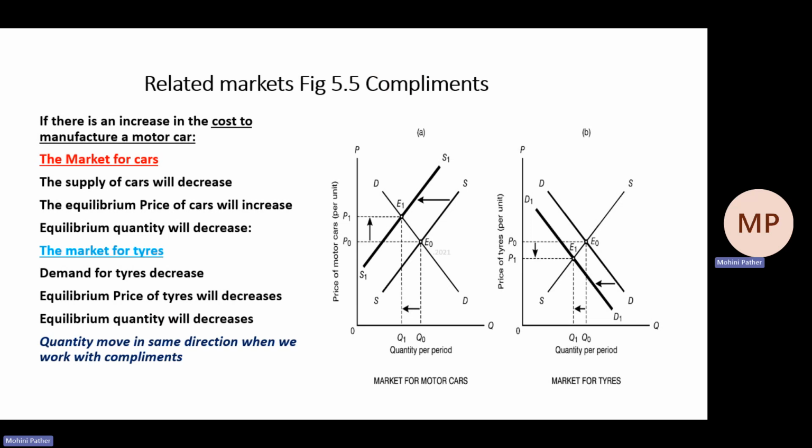The same thing happens when you have complements: they tend to move together. If there's an increase in the cost to manufacture a car, so anything could have happened, like more expensive factors of production, the supply of cars will decrease, the equilibrium price of cars will increase, and the equilibrium quantity will decrease. It has become more expensive to produce. This is exactly what is happening to us now as a result of the tariffs. It's become more expensive to produce in South Africa, so we've got a shift in the supply curve. They've put Mercedes-Benz on short time.